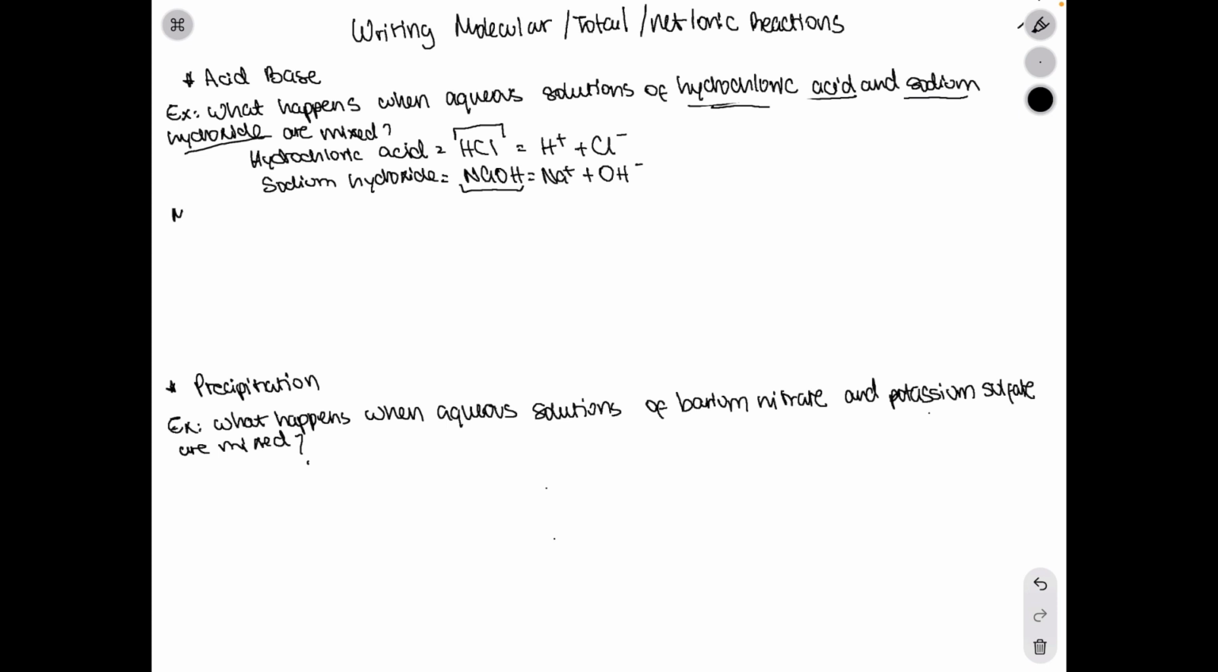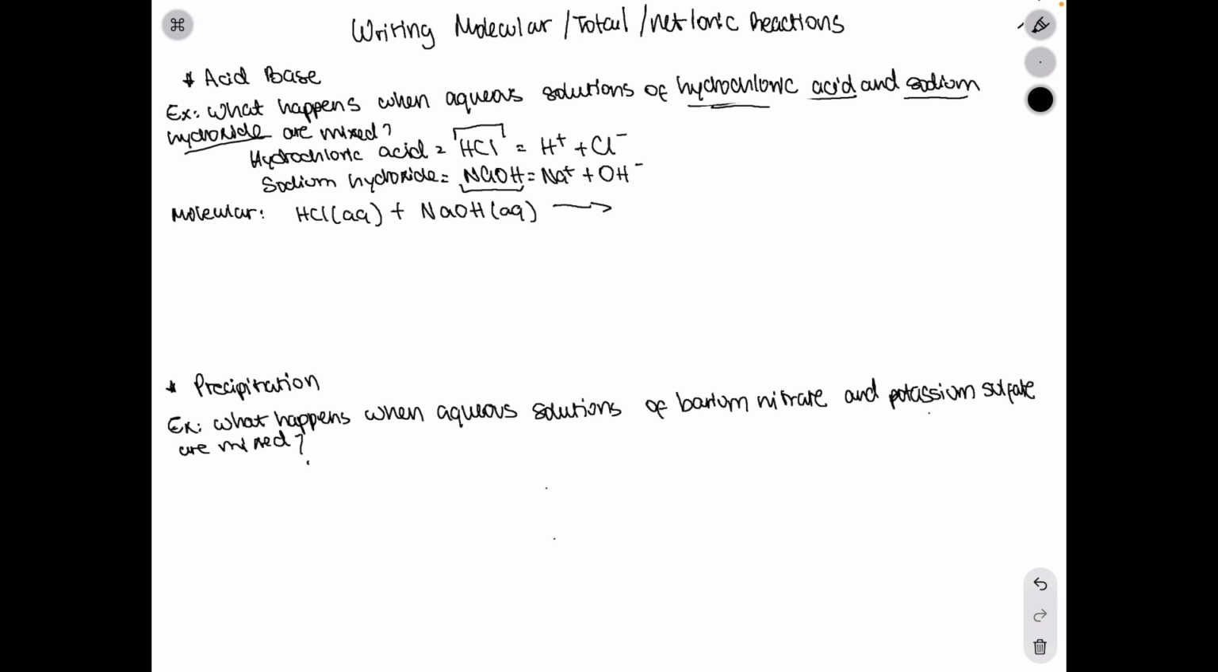So for the molecular equation, we're going to list all the reactants, which are HCl and NaOH, and then the products, in their states. They already told us the states, that will be aqueous, so HCl aqueous plus NaOH aqueous as well.